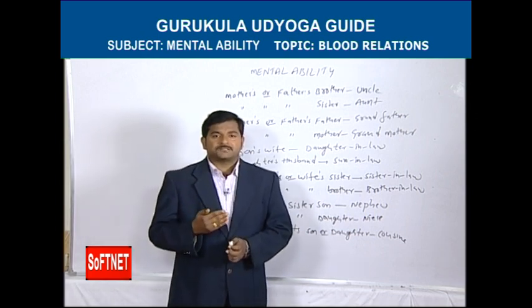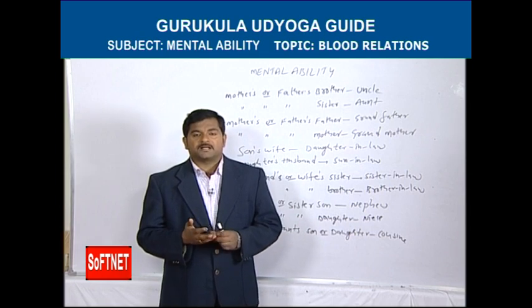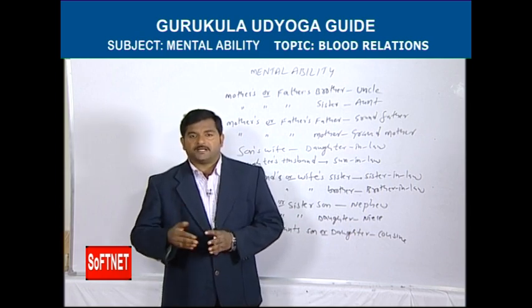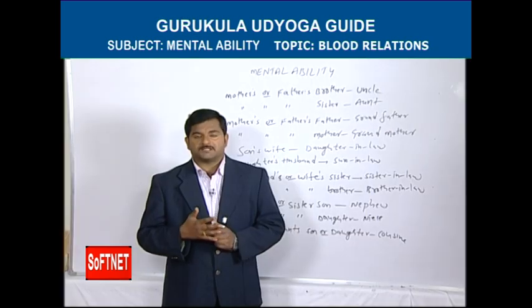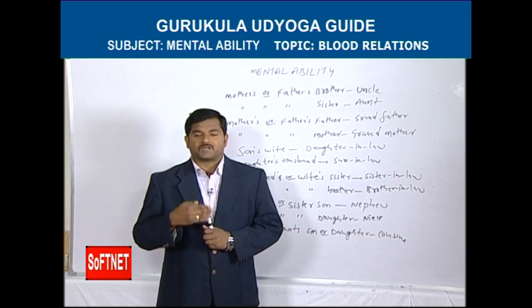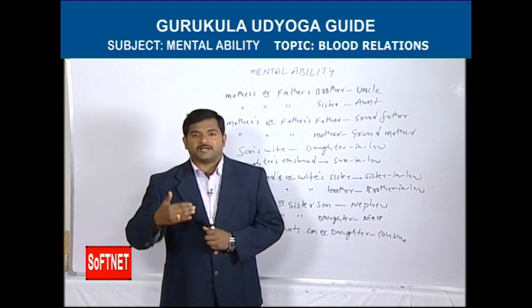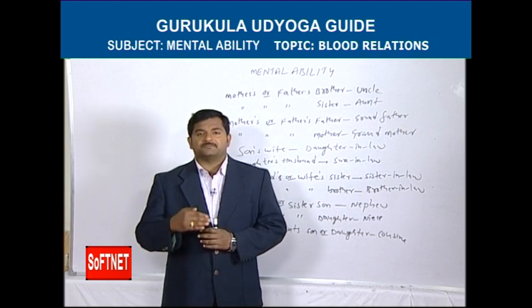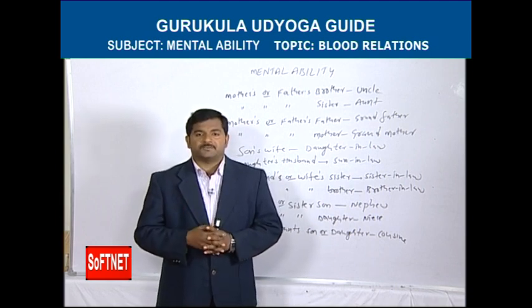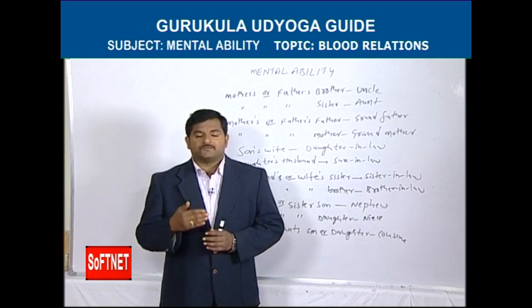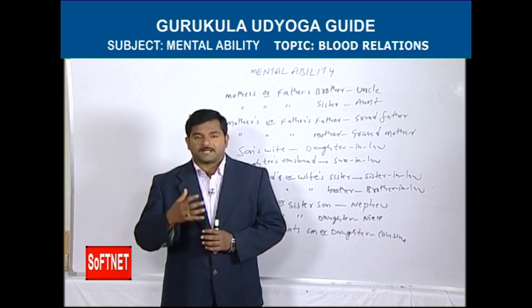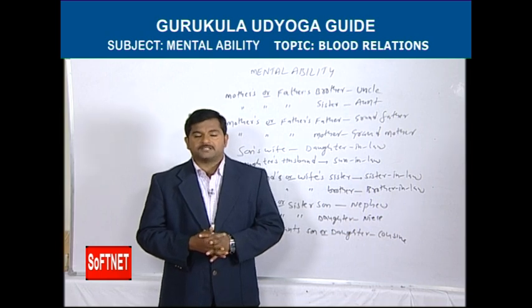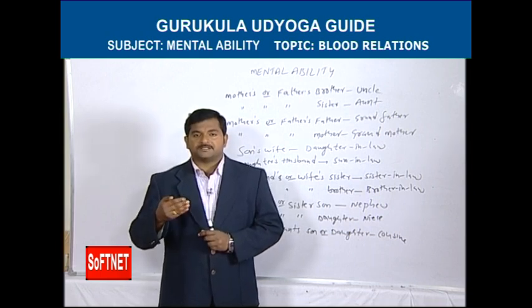Actually, relations are two types. One is blood relation and the next one is relation by law. Okay, I repeat once again, relations are two types. One is relation by blood. For example, mother, father, aunt, uncle, these all are the relations by blood. And the second one is relation by law. For example, wife, husband, mother-in-law, brother-in-law, daughter-in-law, and these are called relation by law. So relations are two types: relation by blood, relation by law.